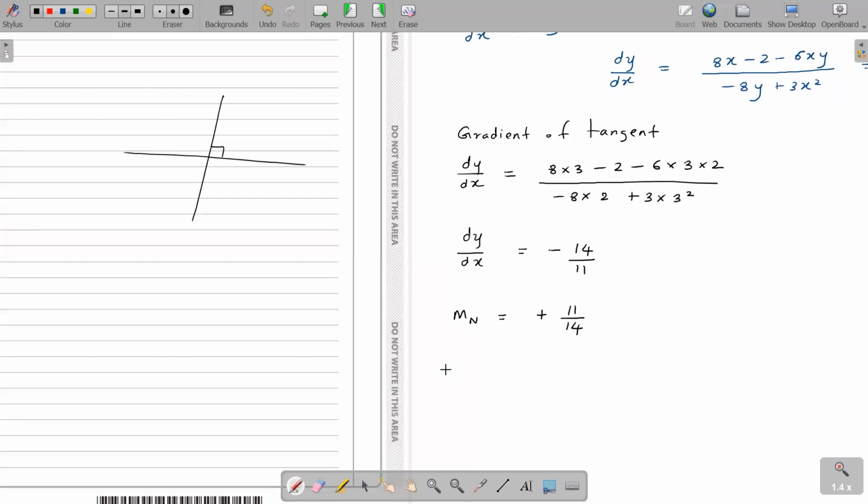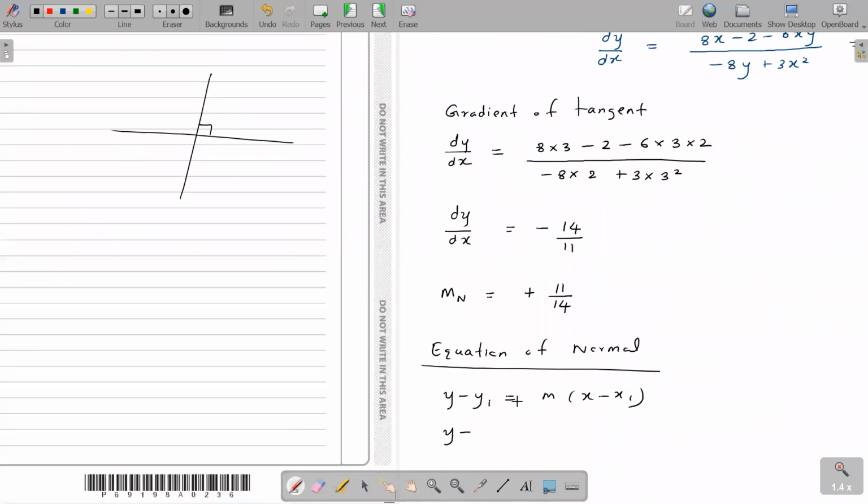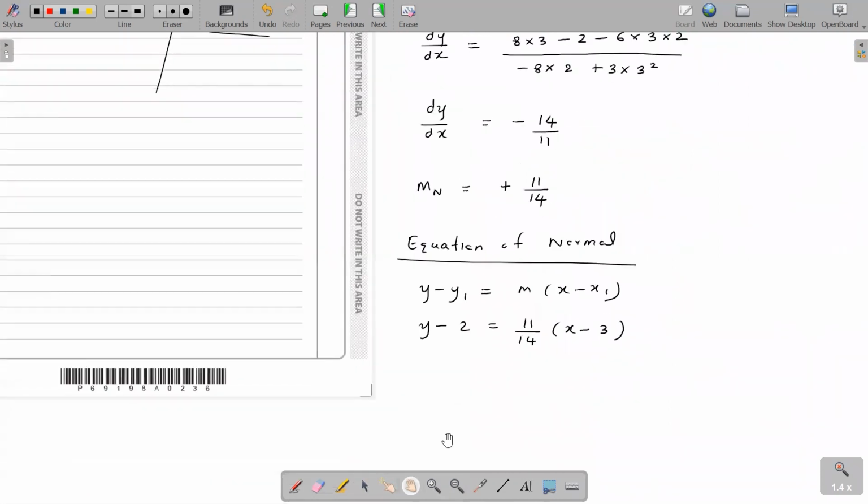Okay, so then let's now get the equation of the normal. So what's the equation of the normal? The straight line y minus y1 equals gradient times x minus x1. Let's input y minus, what's our y1 value? 3, 2, right? So the y coordinate is 2. Gradient is 11/14. X minus x1 is 3, right? Now they have told you clearly that everything should be in integers, ax plus by plus c. So I'll take the 14 to the other side as a multiplication.